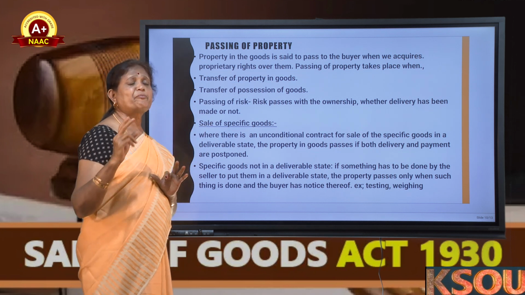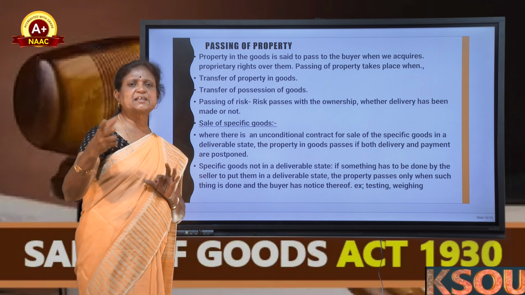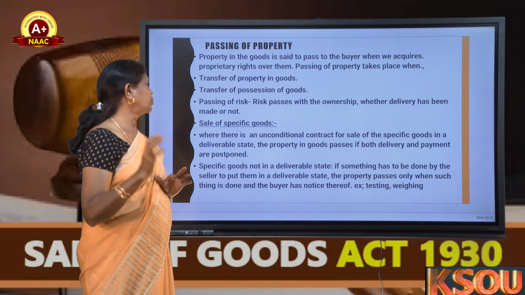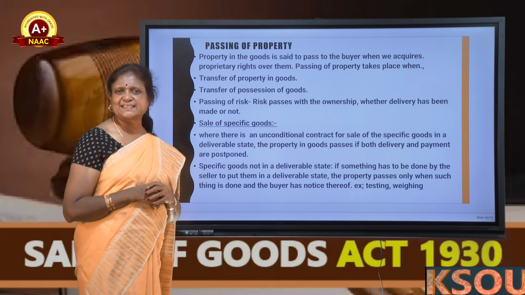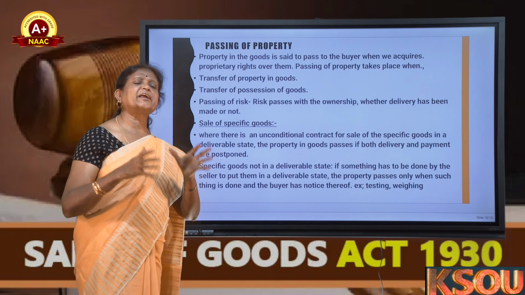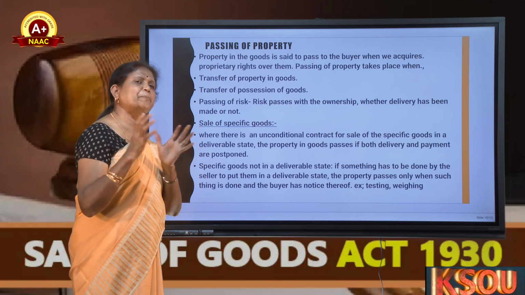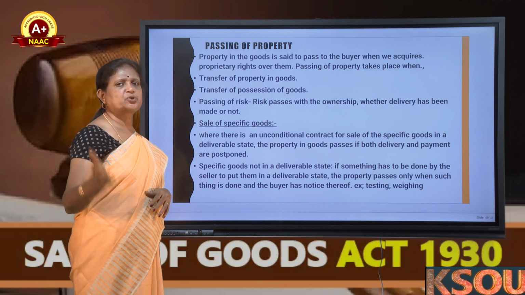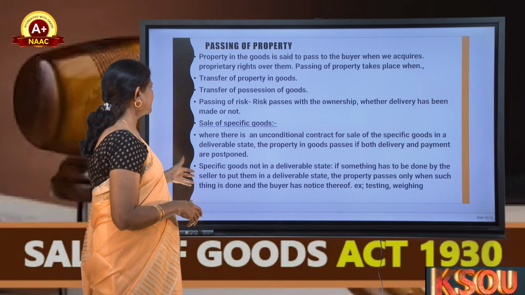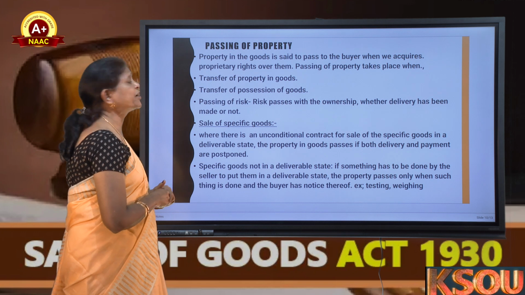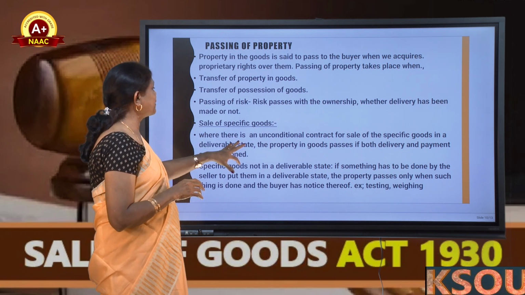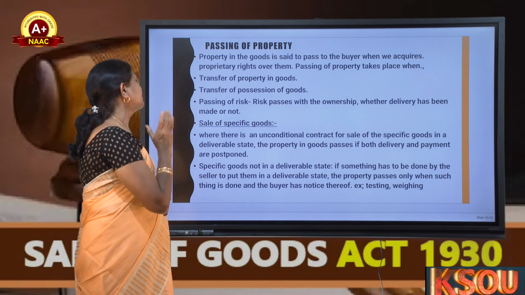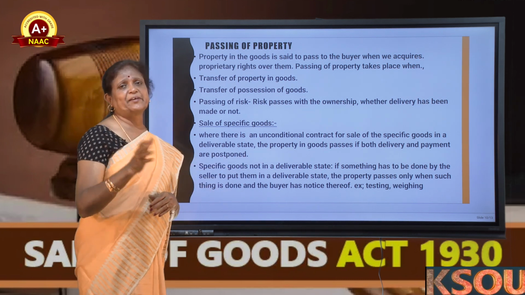That means passing of property can be made either by passing of the proprietorship, or by passing of the possession of the goods, or passing of the risk. Goods are in possession of somebody else, ownership is passed, and along with the ownership, risk also passes to the buyer. In case of specific goods, passing of property takes place only if it is in a deliverable state.